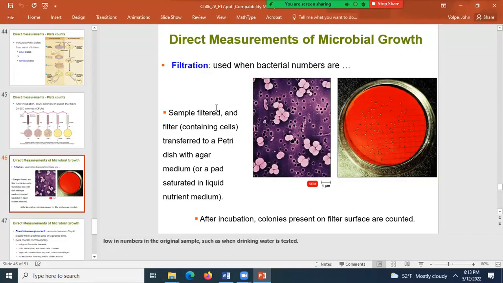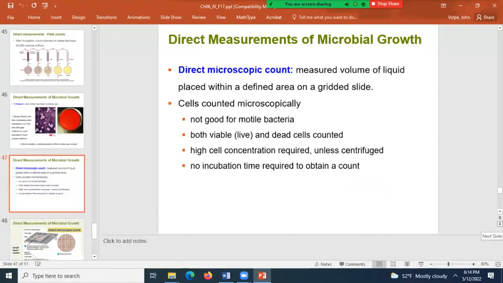And you use the filtration method whenever the bacteria are very low in numbers in your original sample. This could be used, for example, when you're testing drinking water. There will be very little bacteria in the drinking water, at least in most cities in the United States.